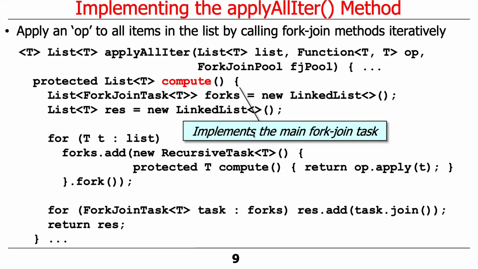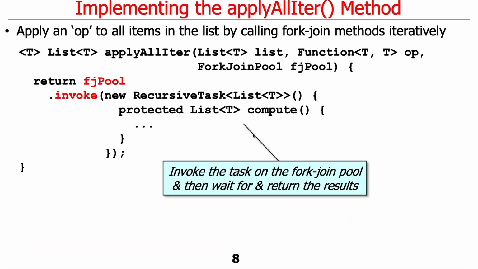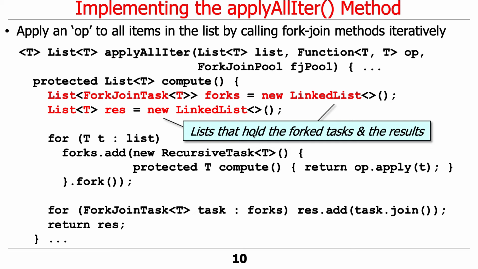Here's compute. So keep in mind, this is this method here. I'm just zooming in on compute now, just so you can see what it's doing. So compute is going to be used to implement the main fork join task. And what it's going to do is, much like you did for assignment 3A, it's going to make a list of fork join tasks.